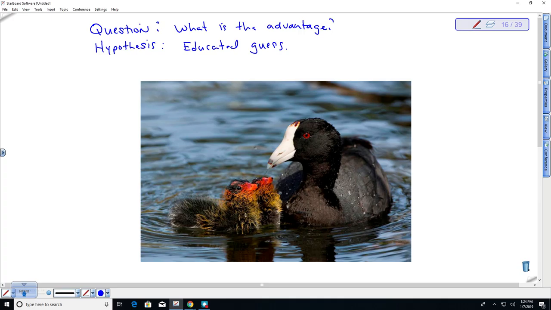So maybe it has nothing to do with that. Maybe the more brightly colored chick could be better at begging than a dull chick, and they just happen to be correlated. So causation and correlation. It's not always what the mother is actually detecting. Okay, so then we have the experiment.